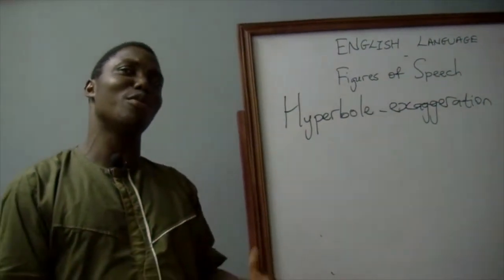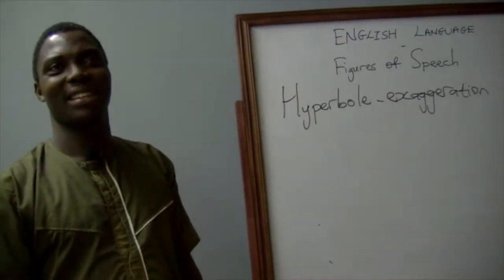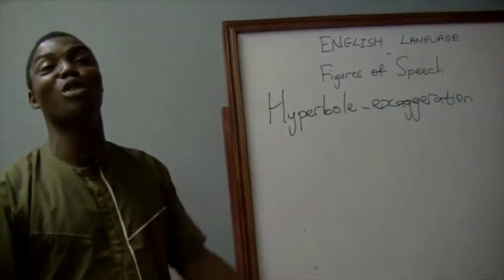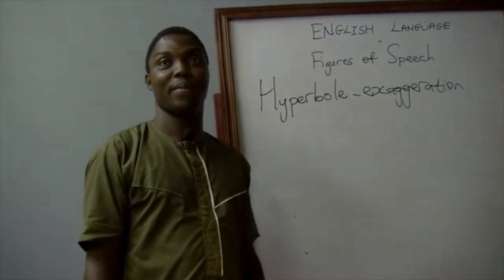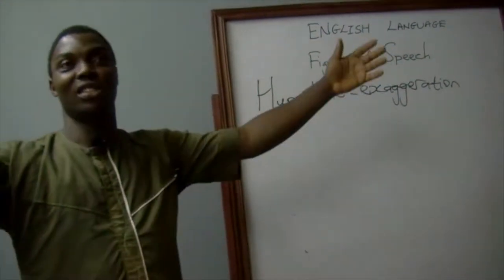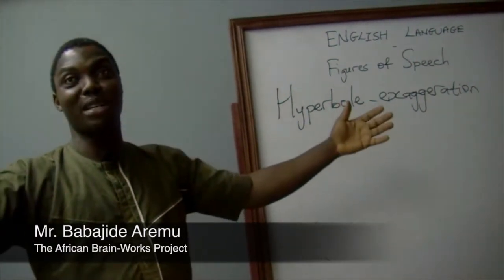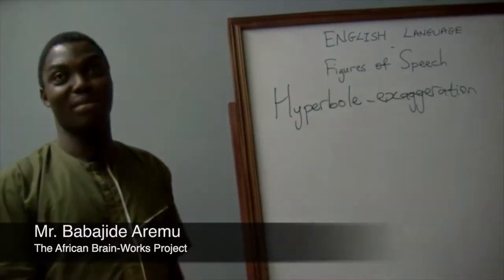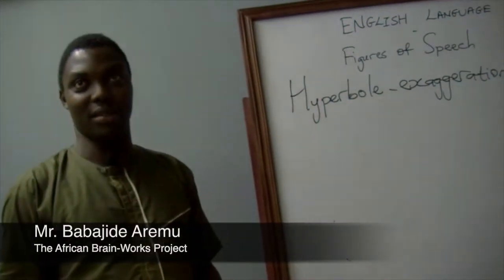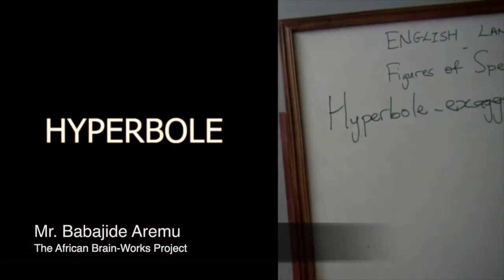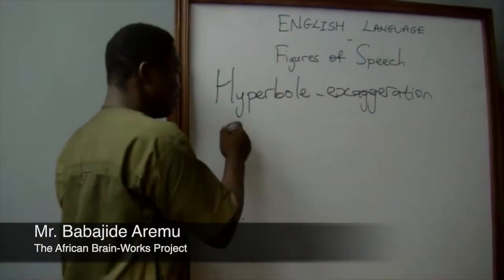For instance, if I say the whole of Ibadan attended my birthday party, who am I? Even if I were the governor of the state, the whole of Ibadan will not come for my birthday party. That is exaggeration. Or I could finish a bowl, I'm talking about a very big bowl of amala. I'm not that voracious. So hyperbole has to do with overstating things for the sake of effect. Let me give us an example again on the board.